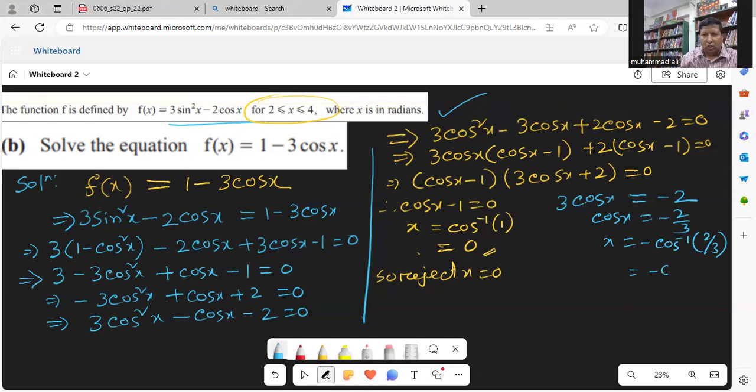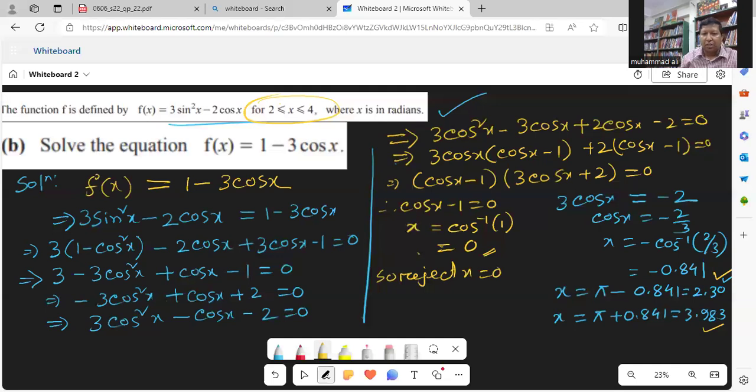So it will be 0.841. Cos is negative in the second quadrant and third quadrant. So x = pi − 0.841, we get 2.30. For the third quadrant, x = pi + 0.841, we get 3.983. Both of these results are inside this interval, 2 to 4.